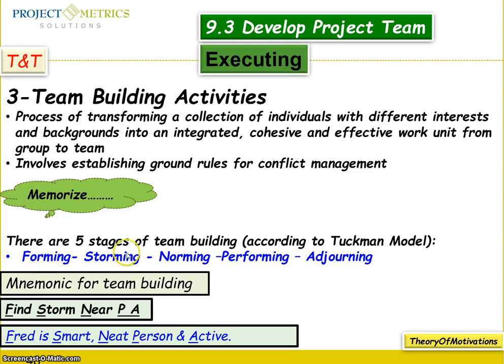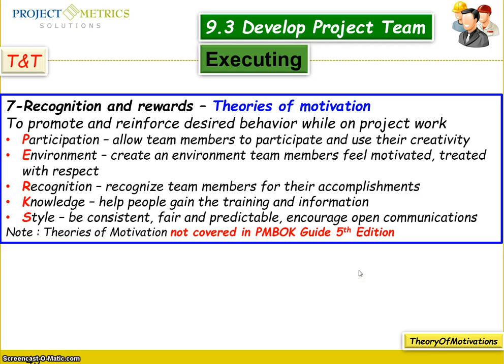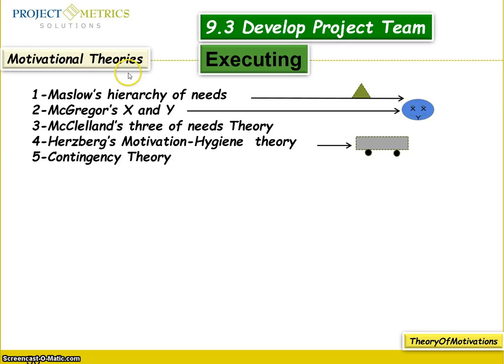I like to memorize the 5 stages: forming, storming, norming, performing, adjourning. There's a mnemonic for team building, which is: Fred is a smart, neat, person, active. So this stands for forming, storming, norming, performing, adjourning. And I'd like you also to look at the theories of motivation. Unfortunately, the theories of motivation are not covered in the PMBOK Guide 5th edition. So you have Maslow's hierarchy of needs, McGregor's X and Y, McClelland's theory of needs, Herzberg's motivation-hygiene theory, and contingency theory. Try to find out about those motivational theories. You'd better look at different sources.